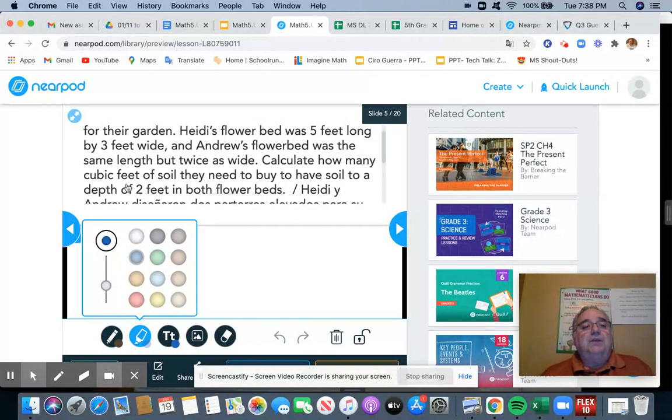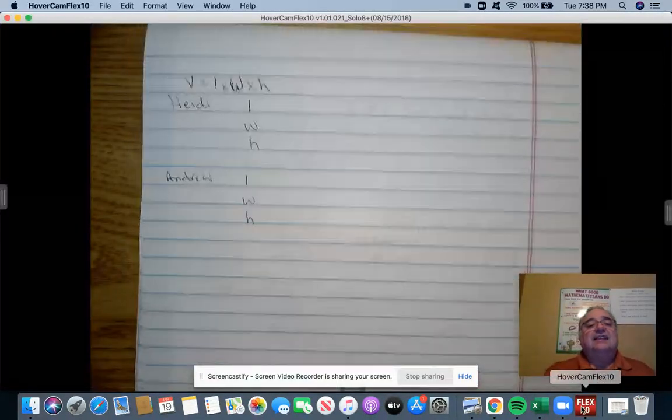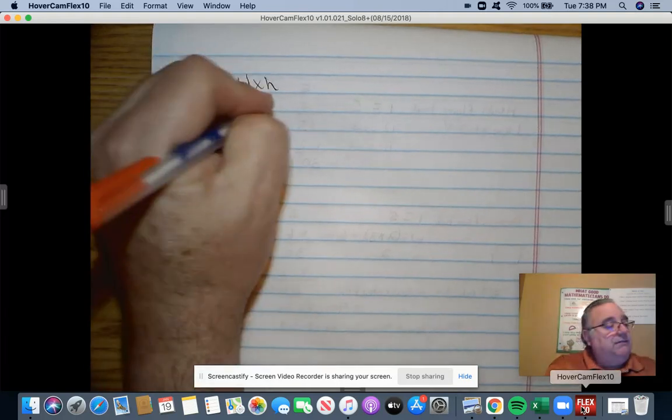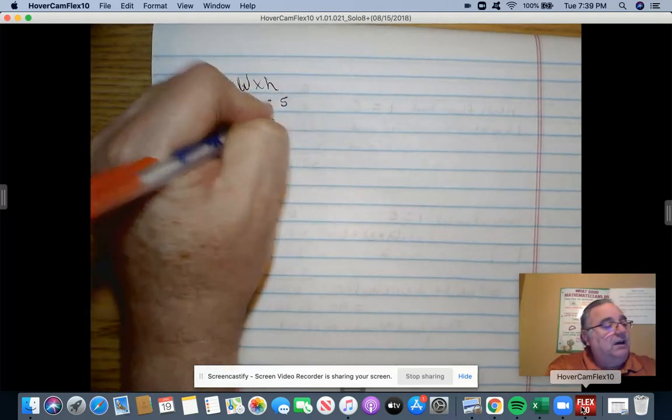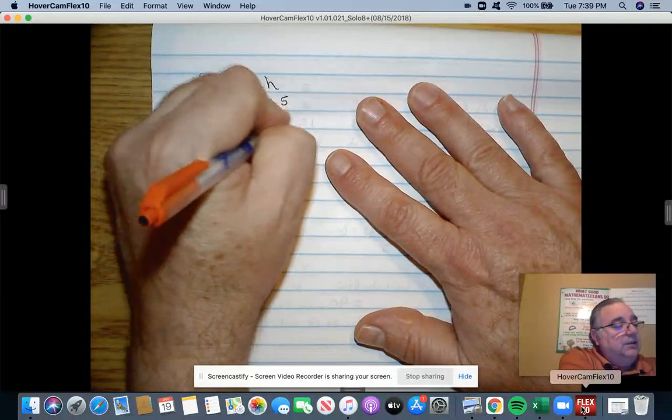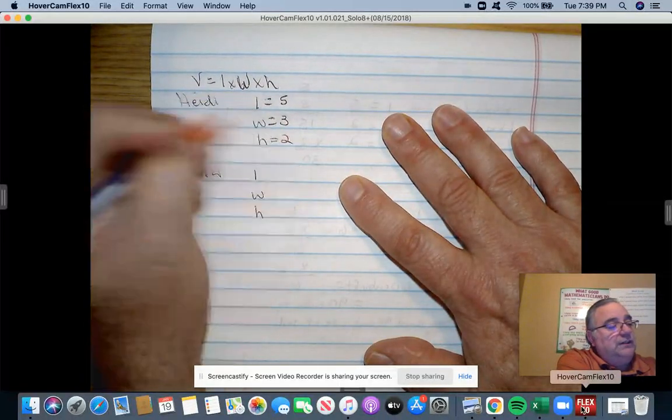Calculate how many cubic feet of soil they need to buy to have soil to the depth of 2 feet in both. Oh, key word, both flower beds. So we're probably going to have to do some adding to get that done. But the height is 2 feet. Remember, that is 2 feet. So let's go to paperwork. Let's see how to get the answer here. So Heidi's flower bed is 5 feet in length, 3 feet in width, and 2 feet high.